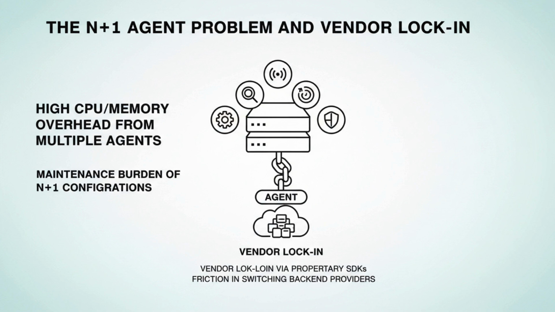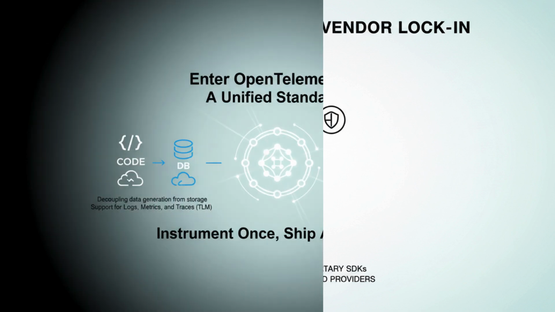Even worse was the issue of vendor lock-in. If you wanted to switch from one backend provider to another, you had to re-instrument your entire codebase with new SDKs. This friction slowed down innovation and made observability one of the most expensive and rigid parts of the modern tech stack. We needed a universal standard.